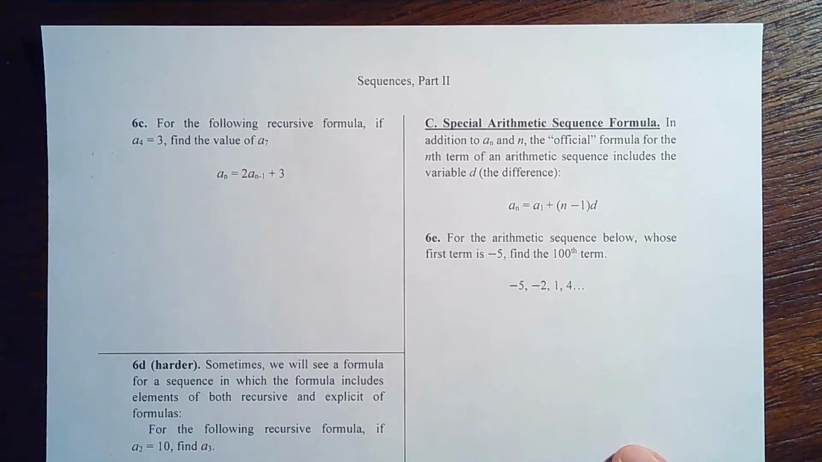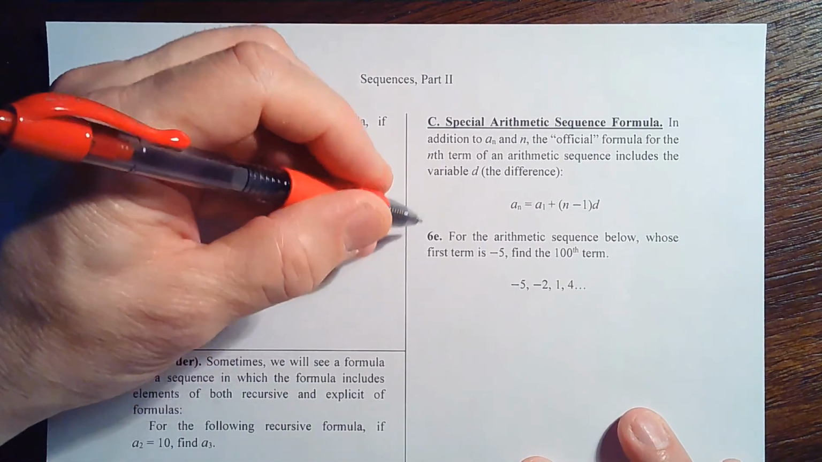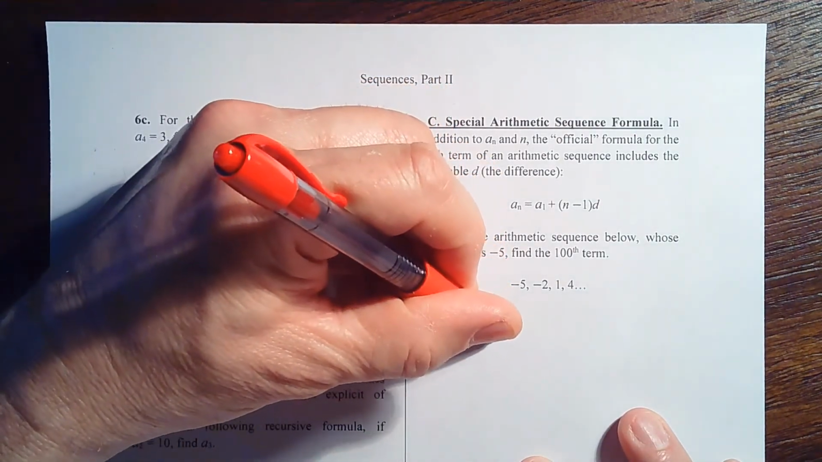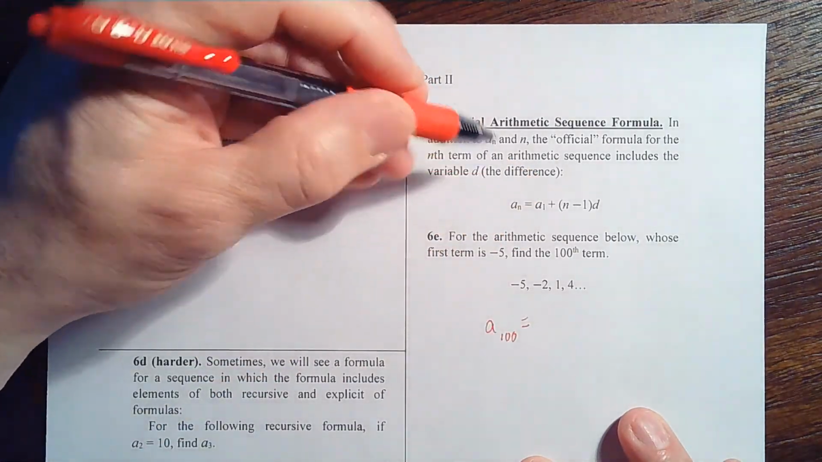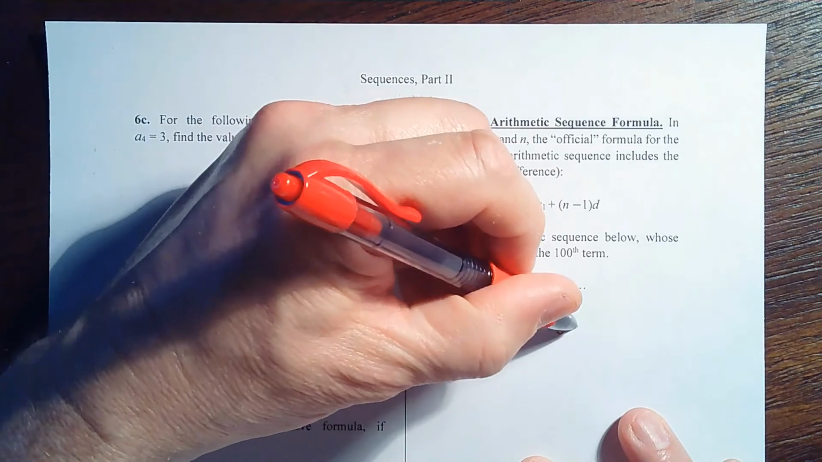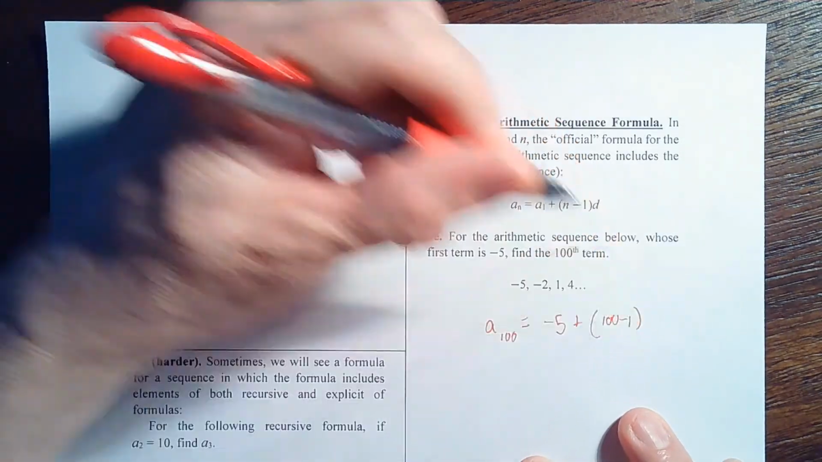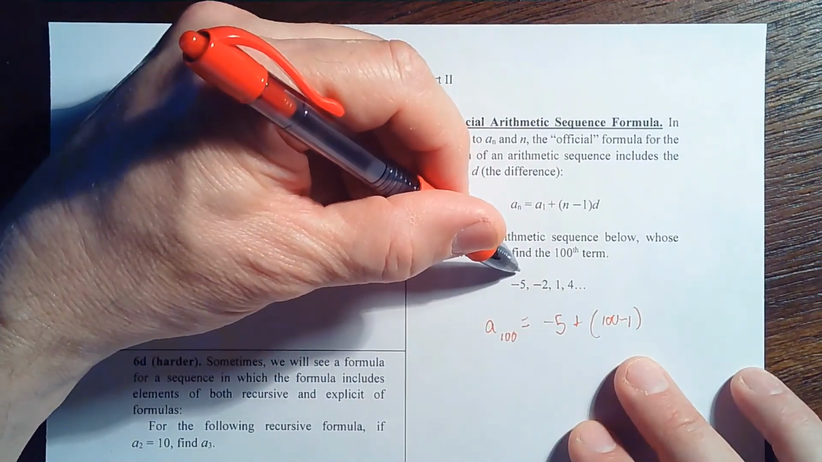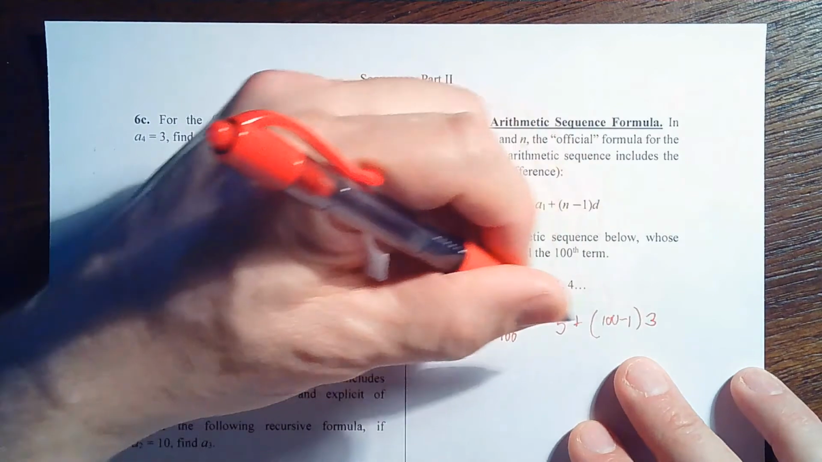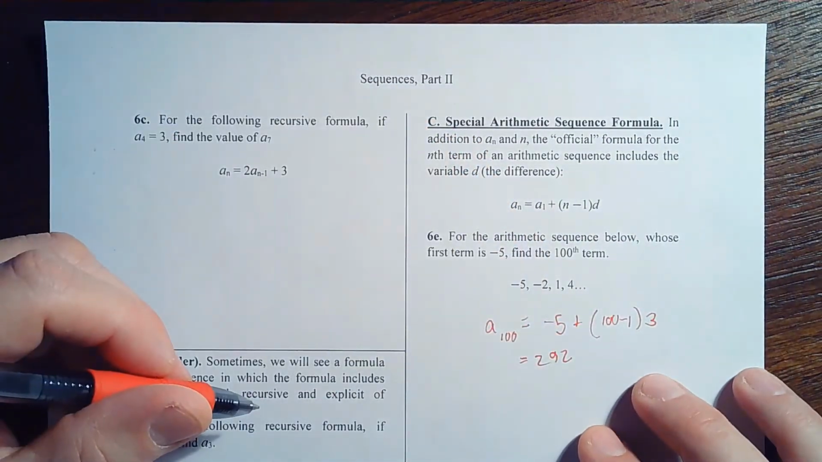Looking at 6e, for the arithmetic sequence below whose first term is minus 5, find the 100th term. So a sub n is a sub 100. A sub 1, that's the first term. That's minus 5 plus. Now n is 100. We're looking for the 100th term. So 100 minus 1 is 99. And the difference we figure out just by looking at this. And you can see you're adding 3 to each term to get the following one. So there's your setup. And the 100th term is 292.